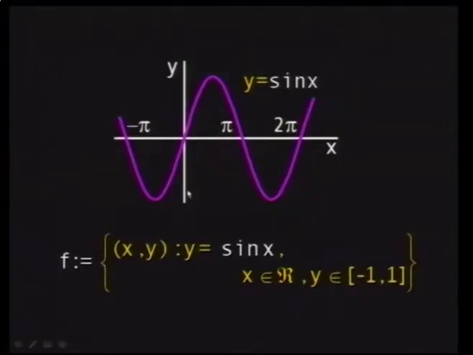Here is the sine function. This is a sine function where you have what is called the period. In other words, every 2 pi it repeats itself. So it has a period of 2 pi. The function itself, I can represent it in this form.